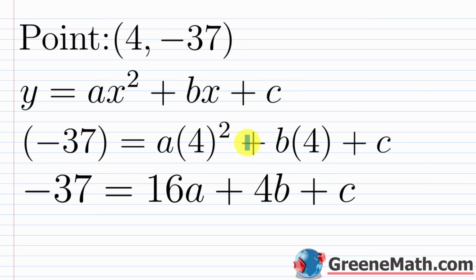Then our final point that's given is going to be 4 comma -37. So 4 is the x value. So that's going right here and then right here. So we're going to say that's going to be right there and right there. Then we're going to have -37 for the y value. So that's going to be right there. And that's going to get plugged in right there. So we end up with -37 is equal to 16a plus 4b plus c.